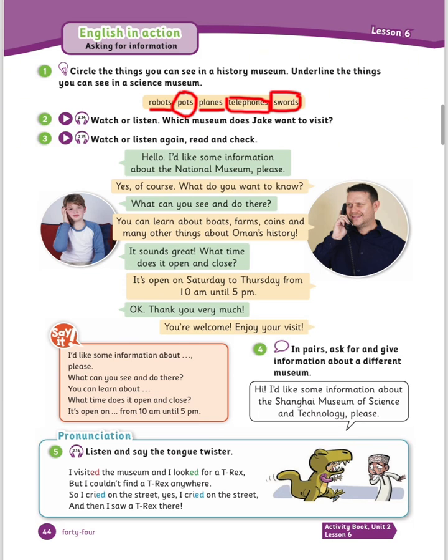Exercise number 3. Watch or listen again. Read and check. Now let's confirm the answer of activity 2, which is the National Museum. Exercise number 4. In pairs, ask for and give information about a different museum, like the example shown in the book. Exercise number 5. Listen and say the tongue twister.